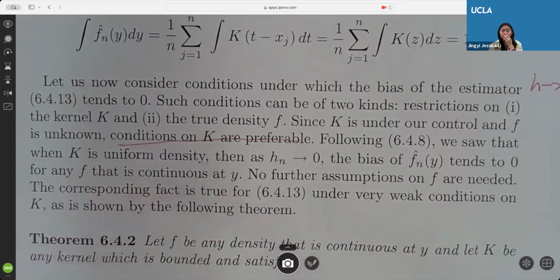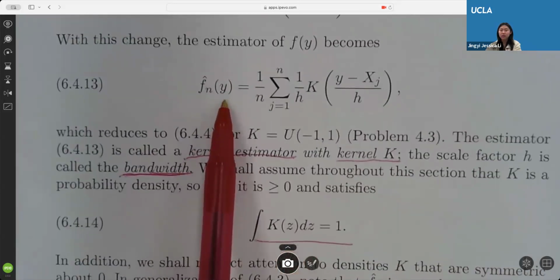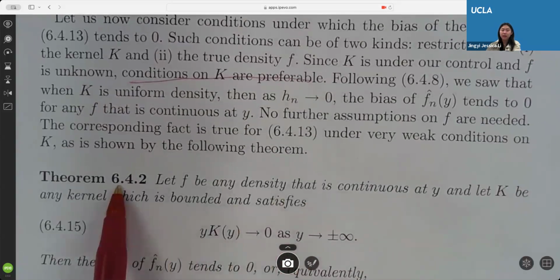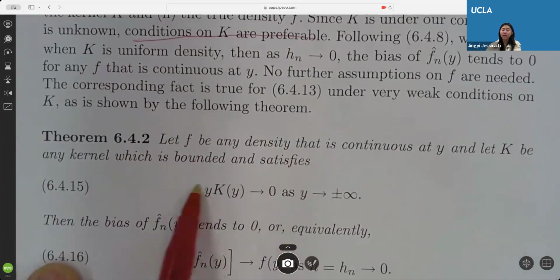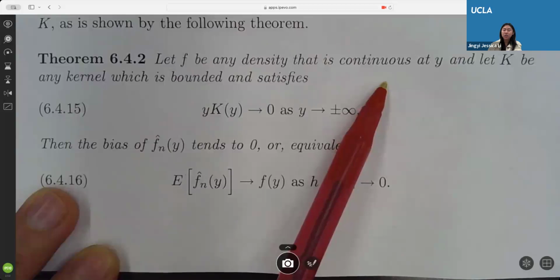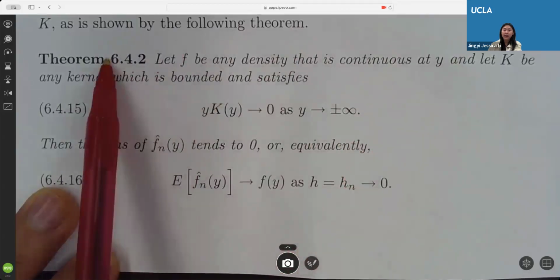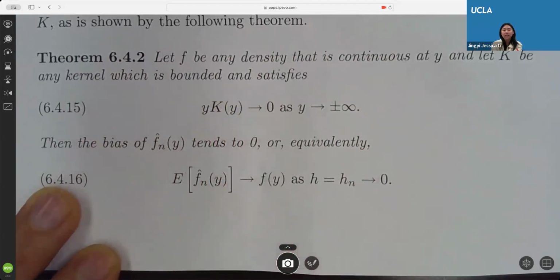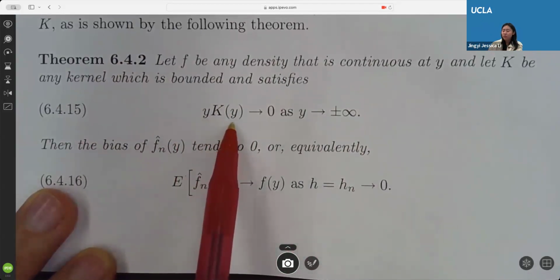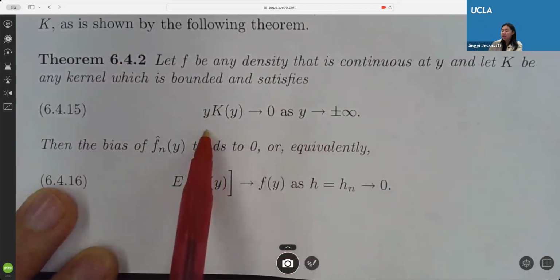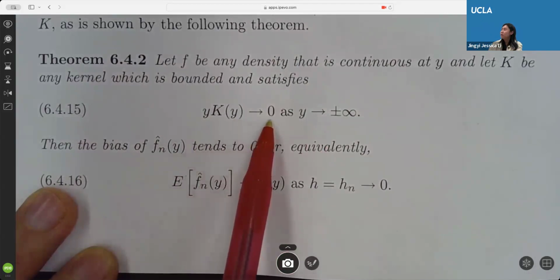The corresponding fact is true for 6.4.13, this one. It's for the kernel density estimator. For this one, under very weak conditions on K, as is shown by the following theorem. Okay, let's look at this. Let F be any density that is continuous at Y, and let K be any bounded kernel, so the maximum value is finite, and satisfies, as you go away to either positive infinity or negative infinity, Y times K(Y) going down to 0.